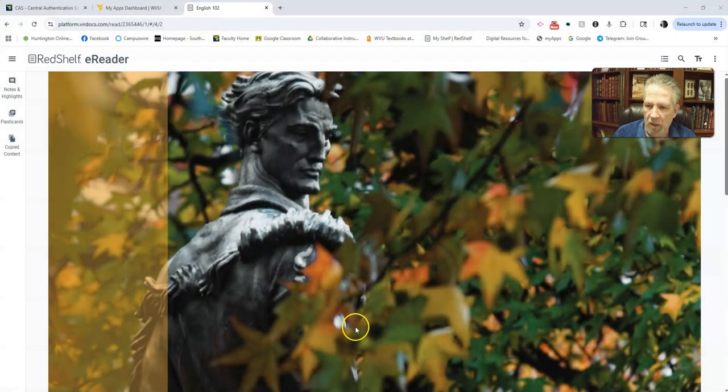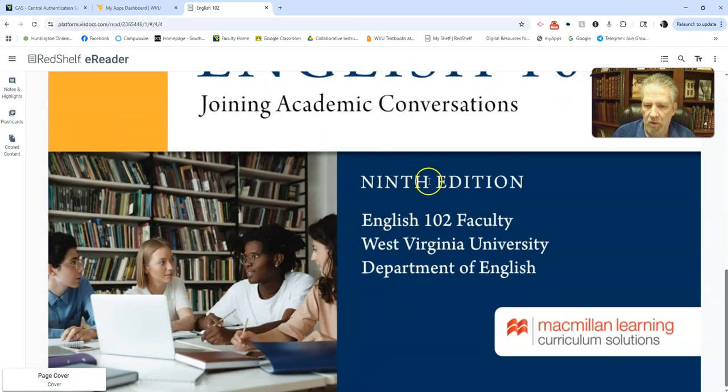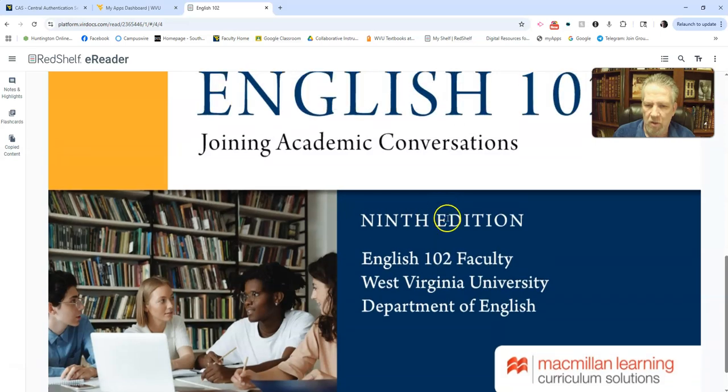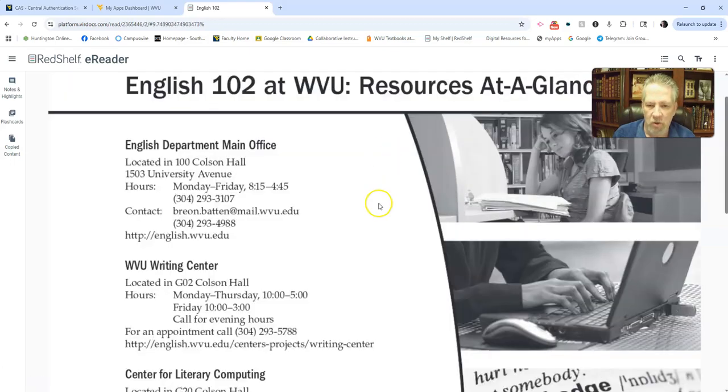Your textbook, number 1, you've got to make sure you get the right one. The textbook looks like this. You have to have the 9th edition. Make sure it says 9th edition and it looks like this. If it doesn't look like this, then you probably got the wrong book. So make sure that it looks like that.